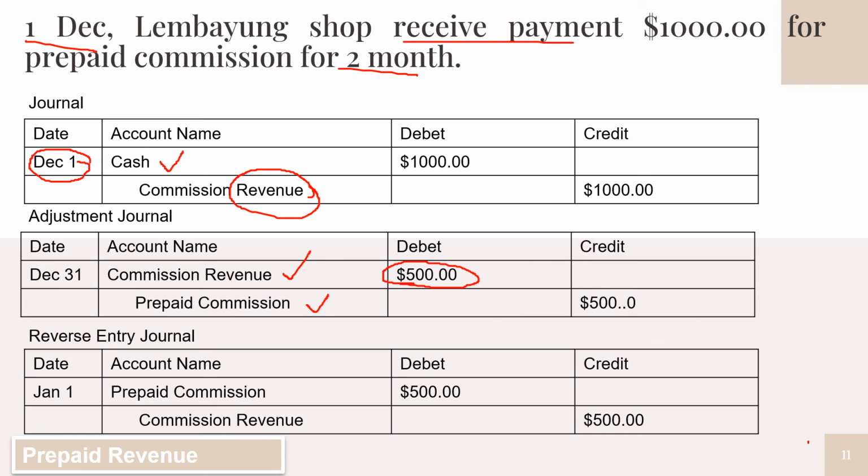And then we have to do reverse entry. Just remember that reverse entry is only reversing your adjustment journal. When commission revenue is in the debit, you make it in the credit, and prepaid commission in the credit, you make it in the debit. So the reverse journal will be prepaid commission in debit $500, and then commission revenue $500.